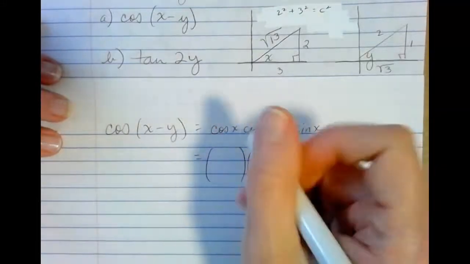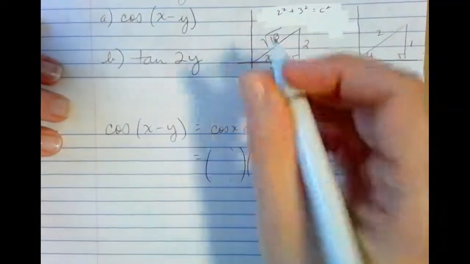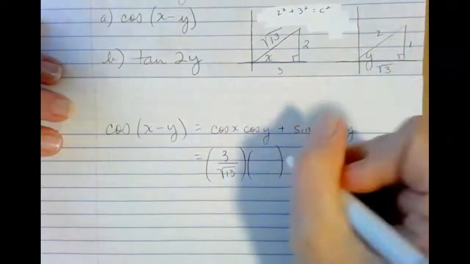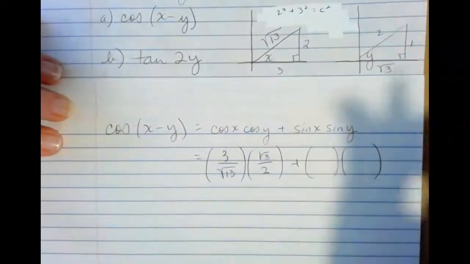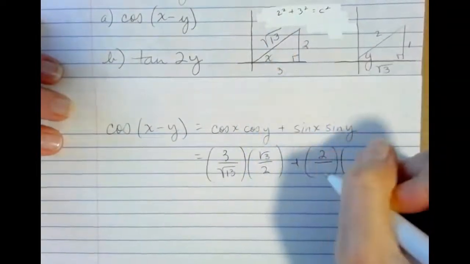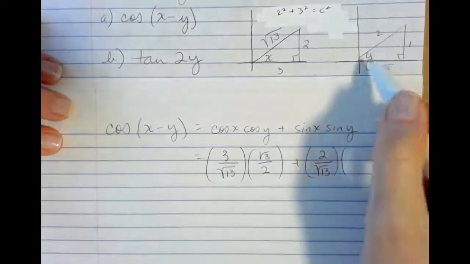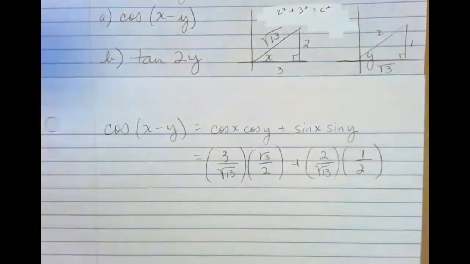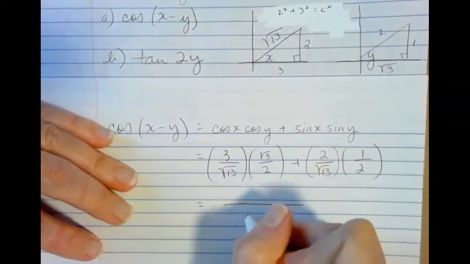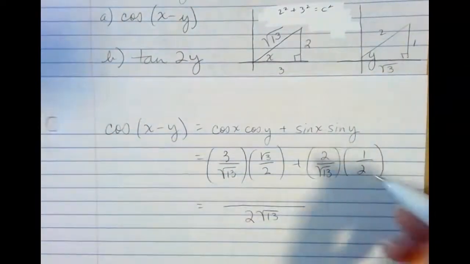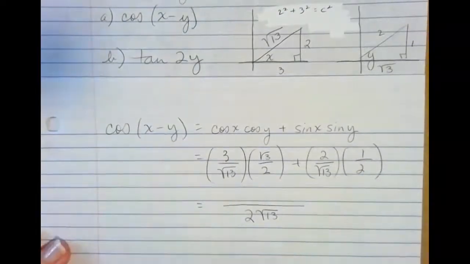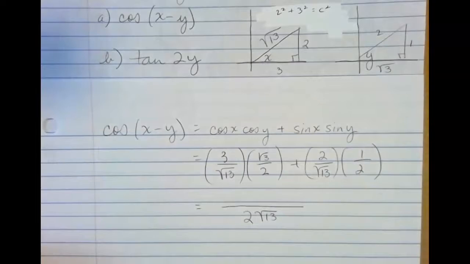So cosine x is 3 over root 13. Cosine y, root 3 over 2. Sine of x, the sine of x, 2 over root 13. And the sine of y is 1/2. So we end up with everything over 2 root 13. Now I know those 2's will cancel, but don't. Think about what we're trying to achieve here. So we're trying to add these two expressions together, so just let it ride.